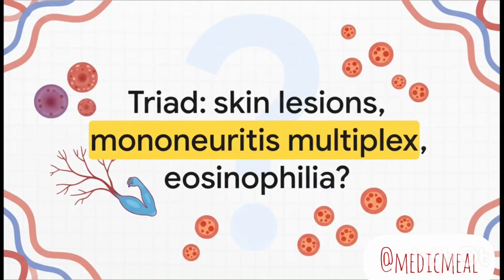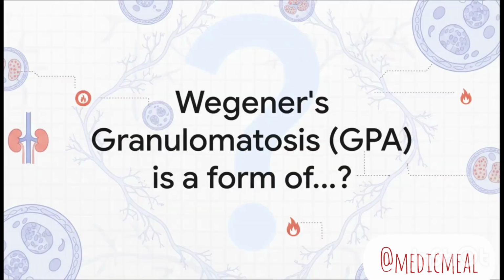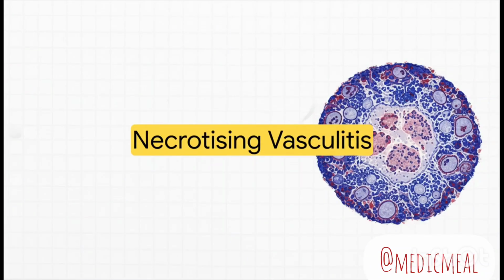Let's say a patient presents with a triad of skin lesions, that asymmetric mononeuritis multiplex, and significant eosinophilia. What condition does that picture strongly suggest? That classic combination points directly to Churg-Strauss syndrome, or EGPA. Next up, thinking about the basic pathology of GPA, or Wegener's, how would you classify it? What form of vasculitis is it? That's right, it's a necrotizing vasculitis, fundamentally characterized by that tissue death and granuloma formation.